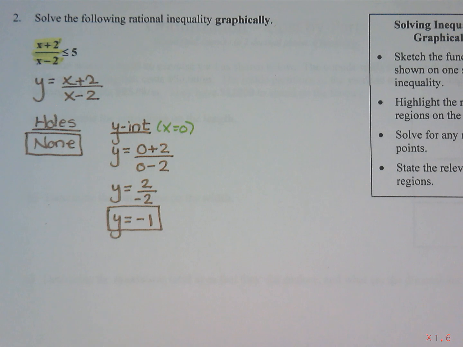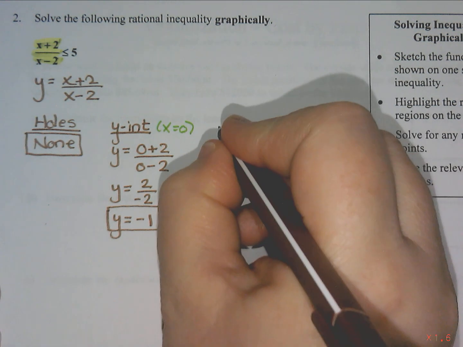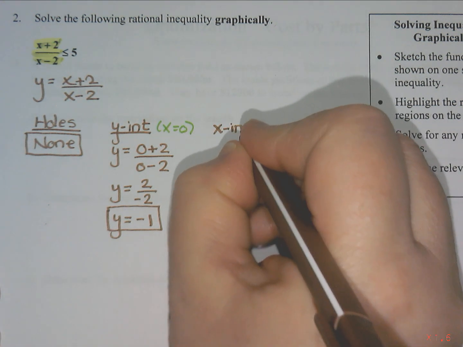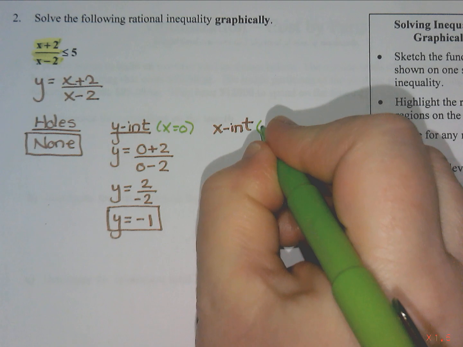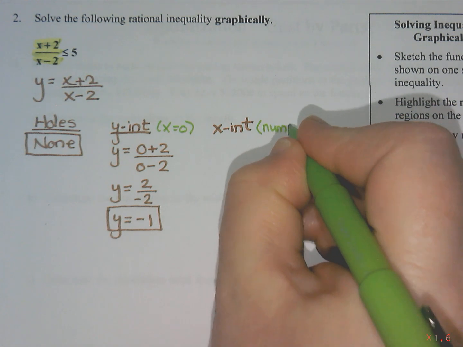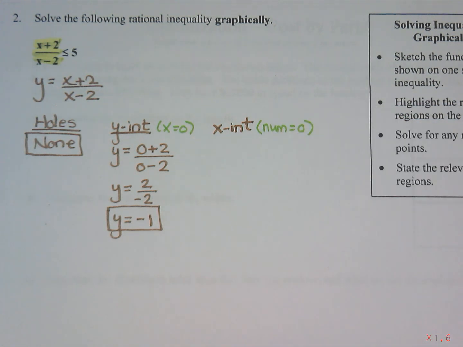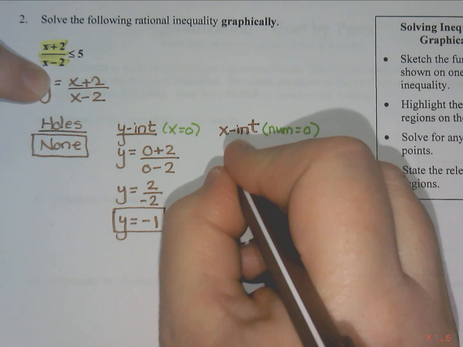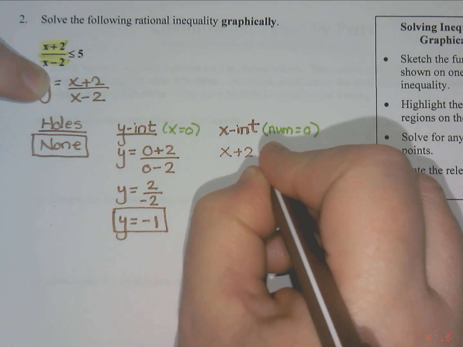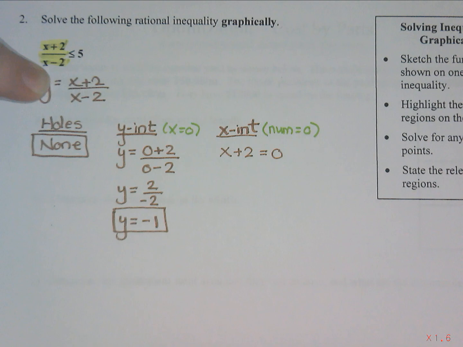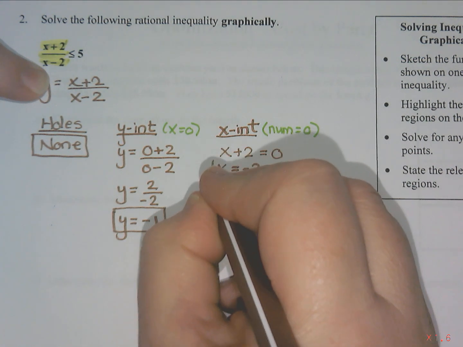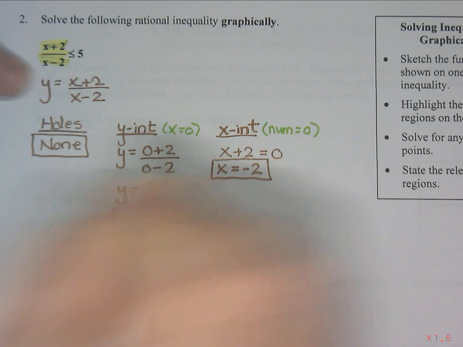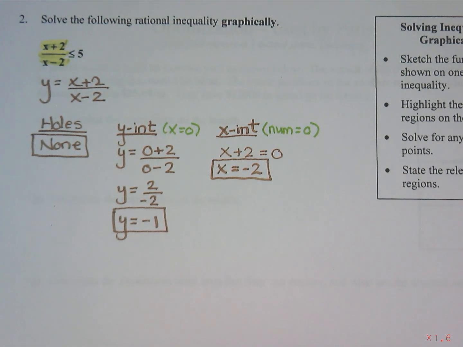Okay. Then we're going to do our x-intercepts. We get our x-intercepts by setting the equation equal to 0 and solving, but a shortcut with rationals is just to take the numerator and make that equal 0. So I'm going to take x plus 2 and set that equal to 0, and then rearrange to get x equals negative 2. Okay, that took care of our intercepts.